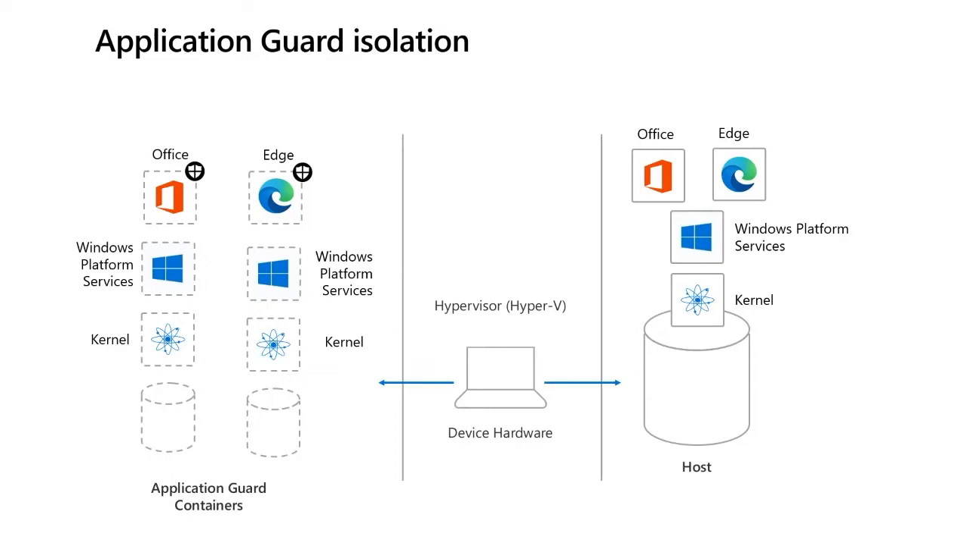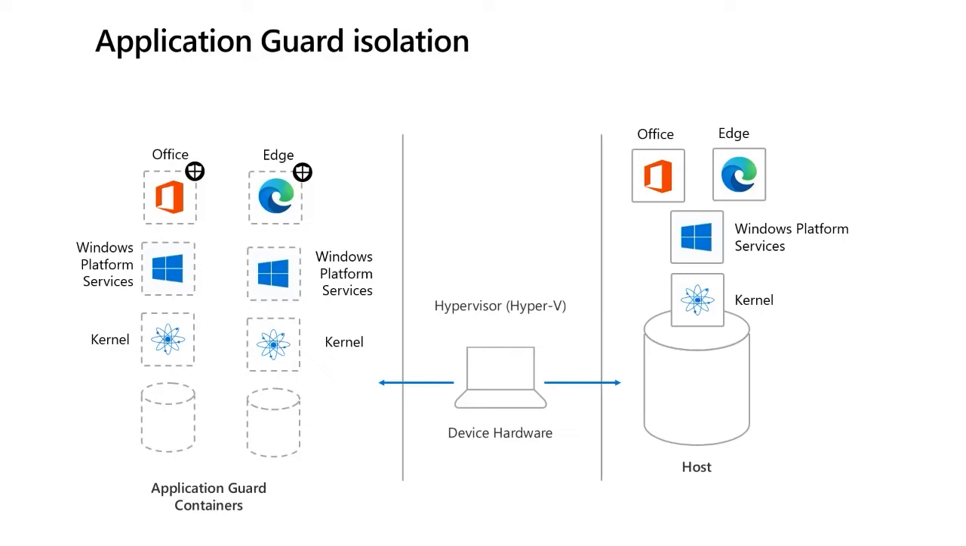the device hardware. This could be your laptop, desktop, tablet. And on the right-hand side of the screen is the entire operating system itself, what we call the host. So this host operating system has its own kernel, Windows platform services, and applications like Office and Edge. As you had seen in the demo before, without application guard for Office, the host was impacted. The host is where most of your sensitive content and login credentials are.